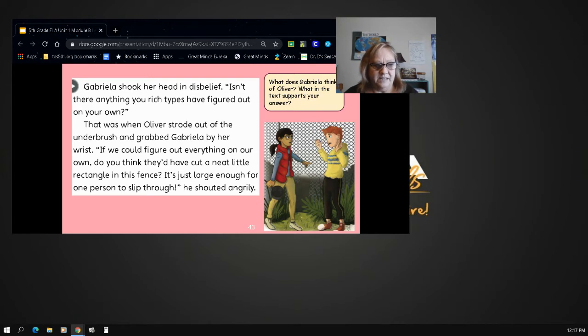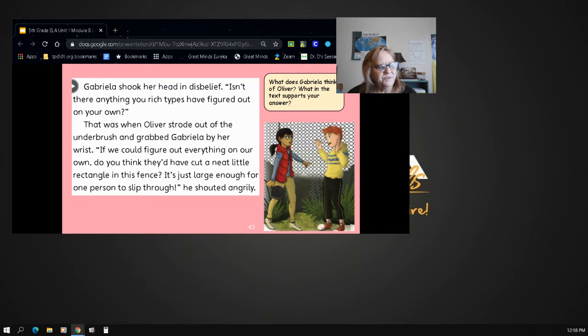Gabriella shook her head in disbelief. "Isn't there anything you rich types have figured out on your own?" That was when Oliver strode out of the underbrush and grabbed Gabriella by her wrist. "If we could figure out everything on our own, do you think they'd have cut a neat little rectangle in this fence? It's just large enough for one person to slip through," he shouted angrily.